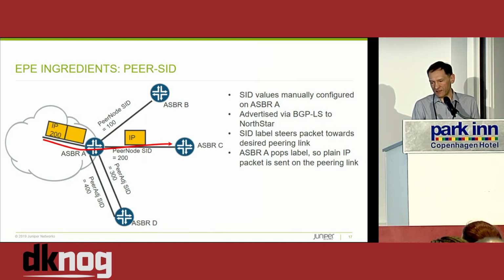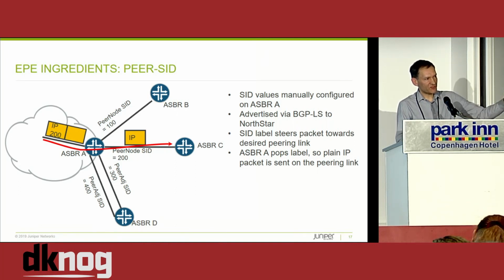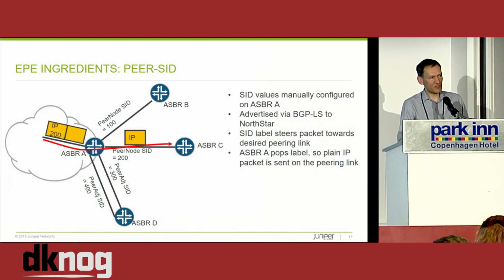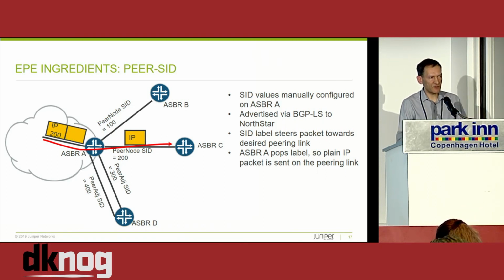And what it means in the forwarding plane in this example, if you look at the SID to ASBR-C, that's got a value of 200. What it means is that if an MPLS packet arrives at ASBR-A with a top label of 200, that ASBR simply pops the label and pushes the packet out on that particular peering link. And so, from a remote source, by virtue of that label that you've put into the label stack, you're controlling the fact that when the packet arrives at this ASBR, it pushes it out on that particular peering link and not any of the other ones that it has. So that's one of the key ingredients.